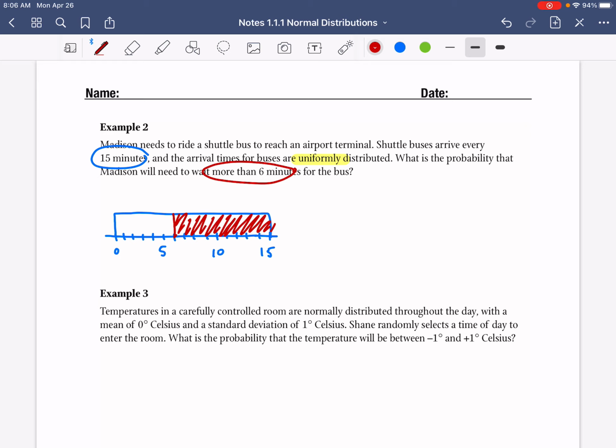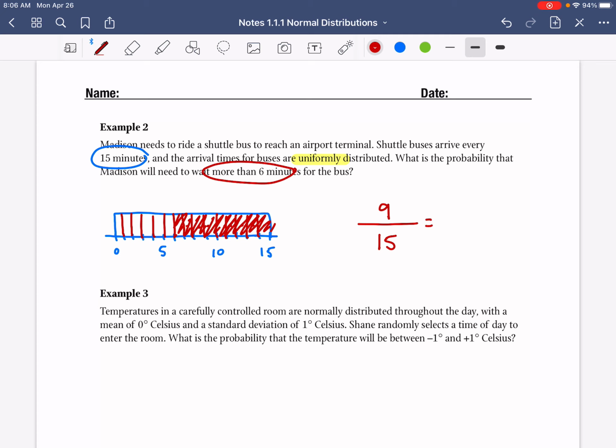So to make our probability, for probability of more than 6 minutes, we have to make a fraction. On top, we count how many pieces we shaded, and on the bottom is how many total pieces. So there's 1, 2, 3, 4, 5, 6, 7, 8, right? 1, 2, 3, 4, 5, 6, 7, 8, 9 pieces that are shaded. And then there's a total of, if we count these pieces, that's 10, 11, 12, 13, 14, 15. There's 15 total pieces. We can simplify that fraction.